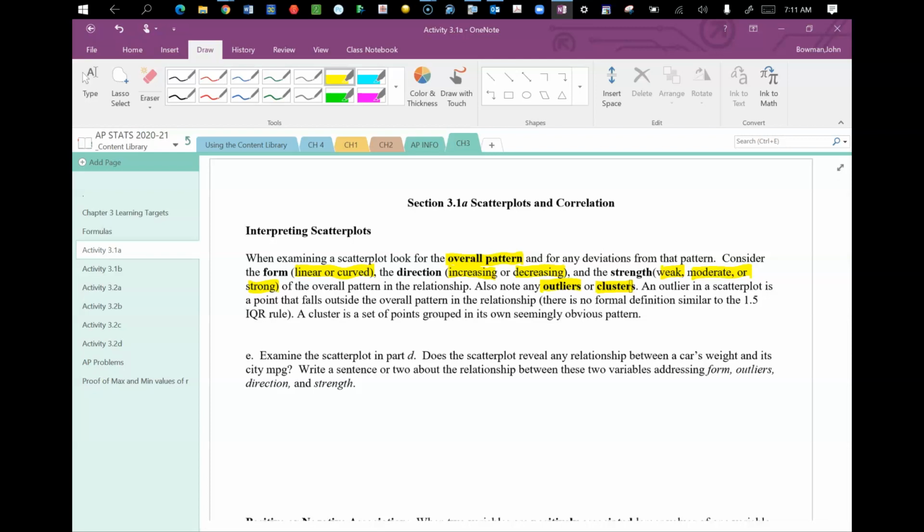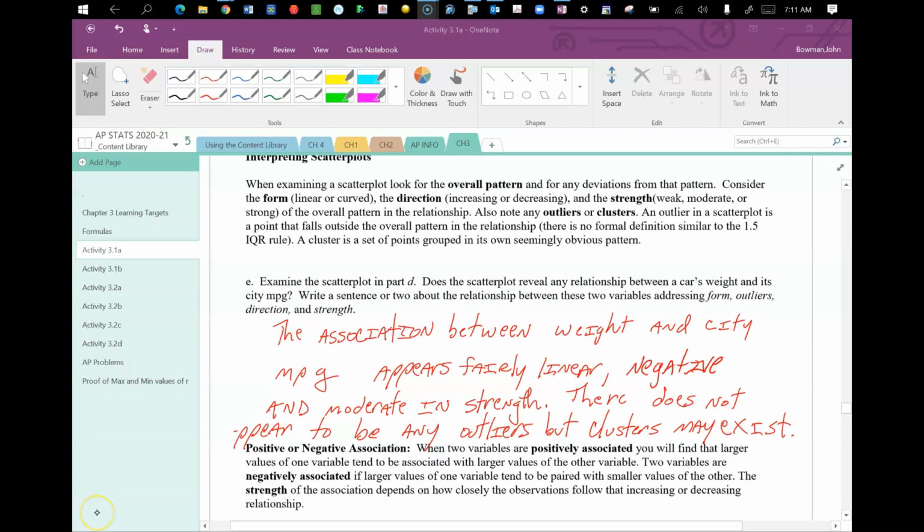So why don't you take a moment, take a look at this list of things that you should do when you're describing an association between two quantitative variables. And in part E, write a short description of the association between the weight of the car and the city miles per gallon. So hopefully you had a description that went something like this.